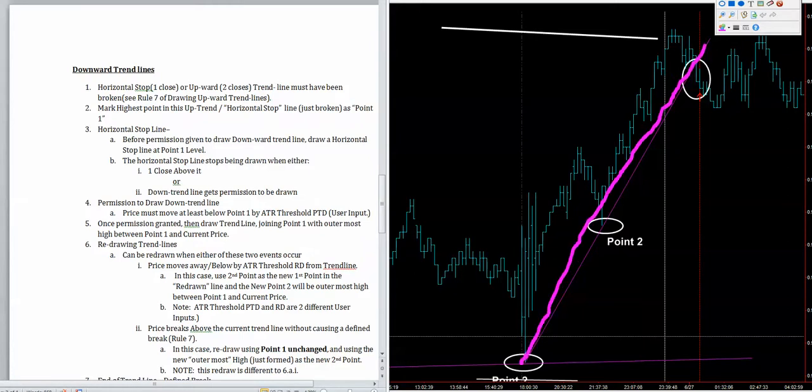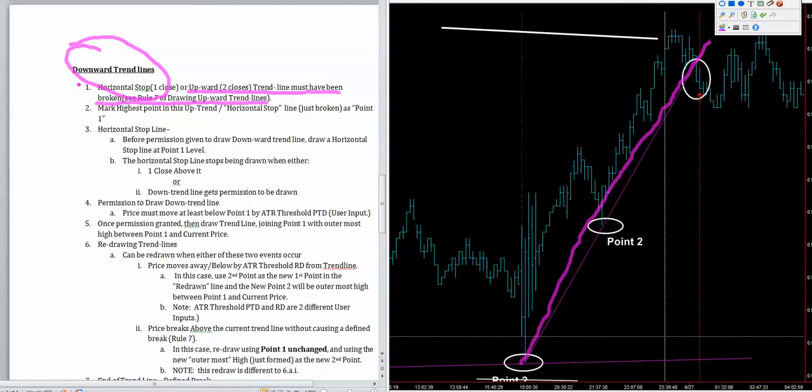The upward trend line was broken, and that is what it means by saying the upward trend line must have been broken. See rule 7 for upward trend line. This is rule 7 for downward trend lines. So this is the starting point. The end point of the old is the starting point of the new. Hope that makes sense. So we've got a break.